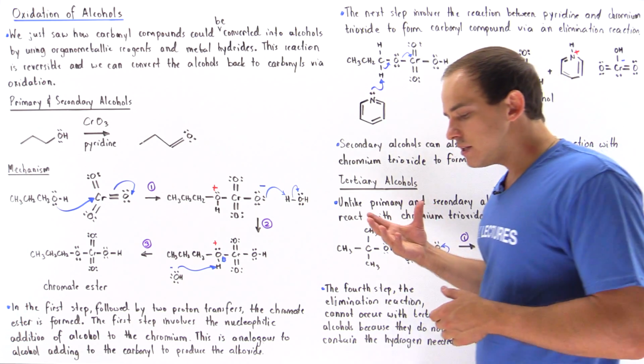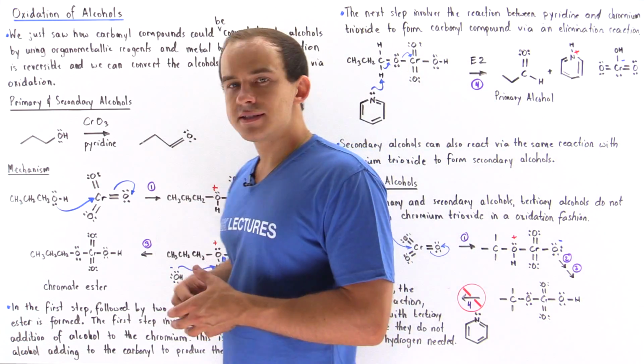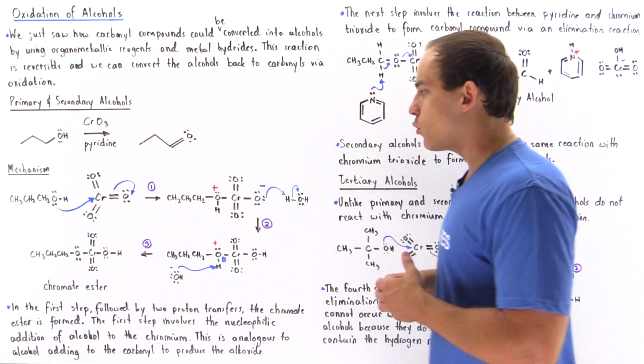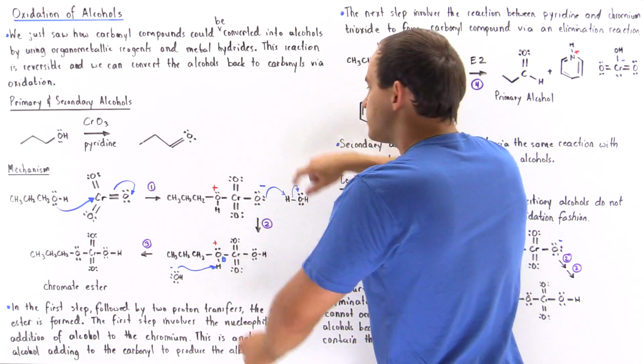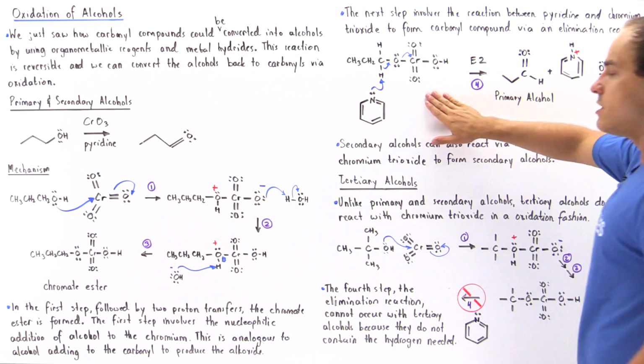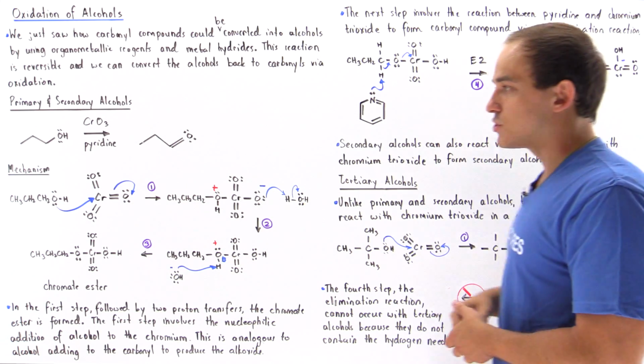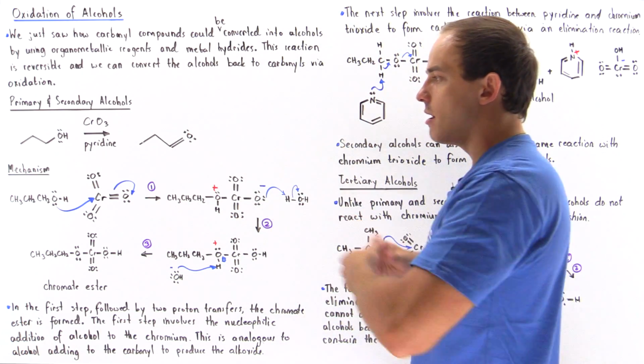So basically, there are four mechanistic steps in this reaction. So we have process number one that contains three steps and process number two that contains a single step. So let's begin with process number one.